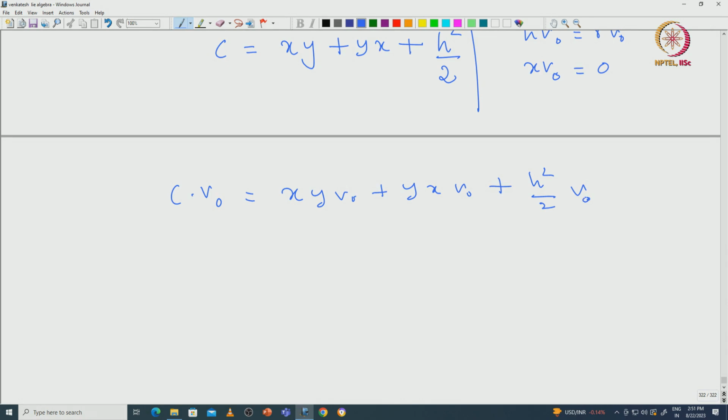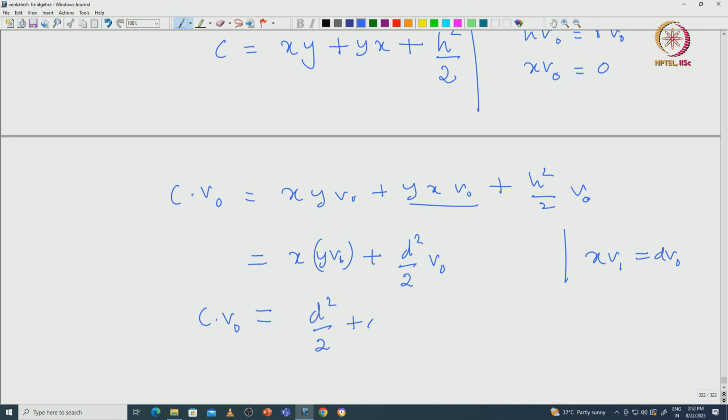So then what is it? So x is going to kill. So it is going to give me just x y V naught plus h is going to give me d square by 2 V naught. But x v1 we know already how it is. Okay. x v1 is nothing but d times v naught. So if you use that, then you get C v naught is nothing but d square by 2 plus d times v naught.